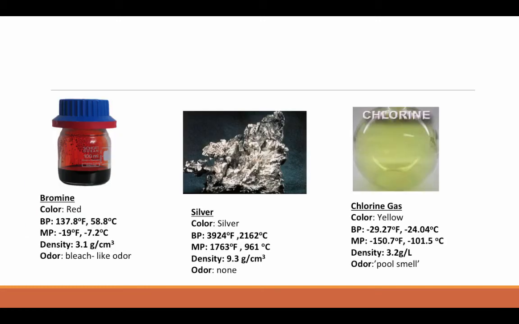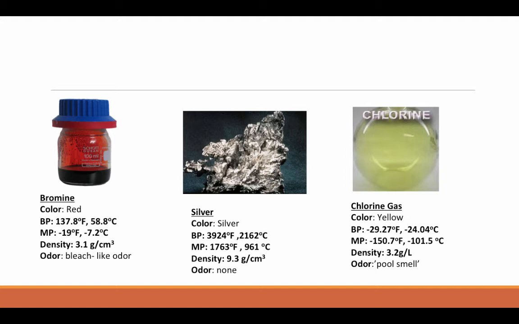Bromine is one of the only two naturally occurring liquids on the periodic table. It has a natural red color. It has a fairly low boiling point, which means that if you were to put it on a stove and crank up the heat to 137 degrees Fahrenheit, it would turn into vapor, and it has a very low melting point. The reason it's a liquid at room temperature is because it has such a low melting point.